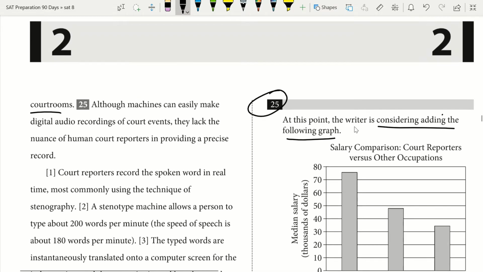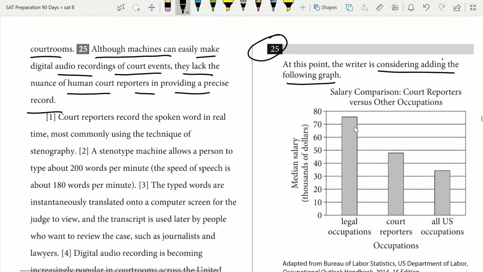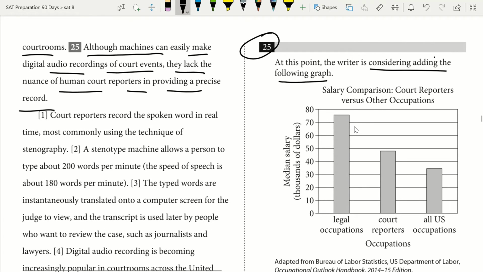And then we see after 25, we have, "Although machines can easily make digital audio recordings of court events, they lack the nuance of human court reporters in providing a precise record." All right, so now I take a look at the title of my graph. It says "Salary Comparison: Court Reporters versus Other Occupations." Now one thing I want to take note of right away that jumps out to me is that I never talked about salary in my paragraph.